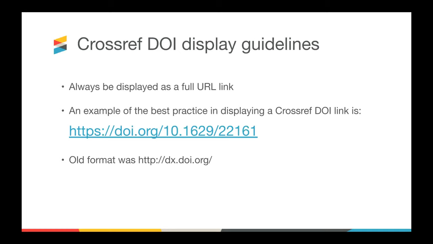So we have some display guidelines for DOIs, which talk about the best practice for displaying a DOI link. Our new display guidelines aren't very new anymore. They went into effect in 2017. But it's important that members follow these guidelines for consistency, so any researcher reading one of your papers can easily recognize what the DOI is, and for usability. The Crossref DOI should be displayed in the full URL, wherever the bibliographic information about the content is displayed. So on the landing page for the article in a lot of cases.